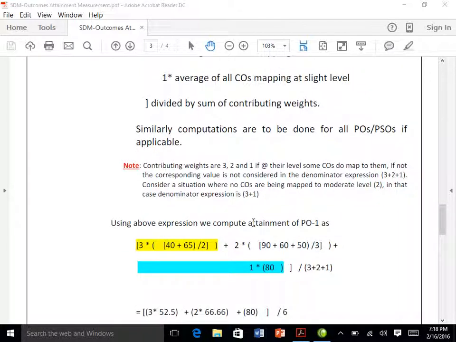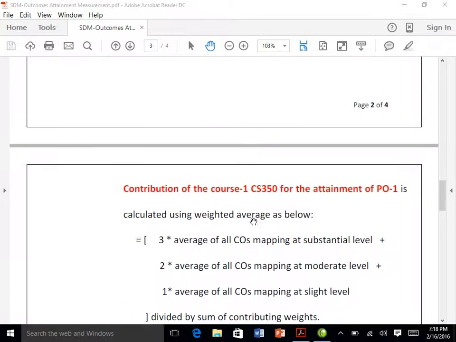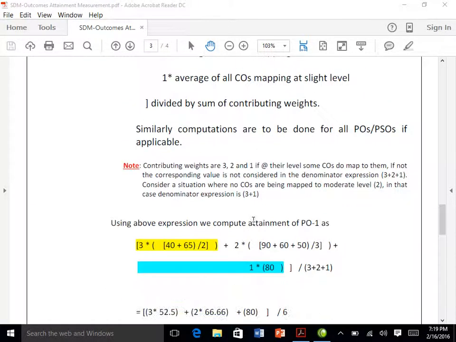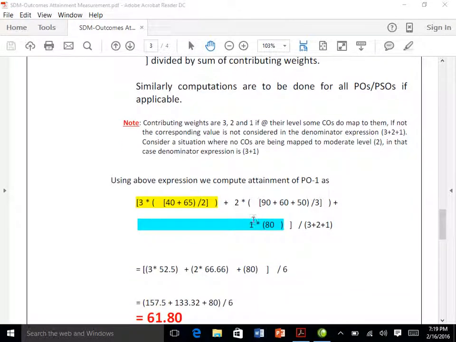Using the above expression and the data that we have here in this case, yellow indicates mapping at substantial level, white color indicates mapping at moderate level, and the other one indicates mapping at slight level. So using the above expression, we compute attainment of PO1 through this particular course as 3 into (40 plus 65) divided by 2. At substantial level, there are 2 course outcomes being mapped, so it is the average of this.